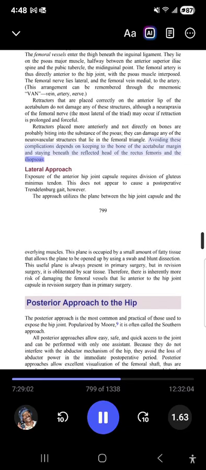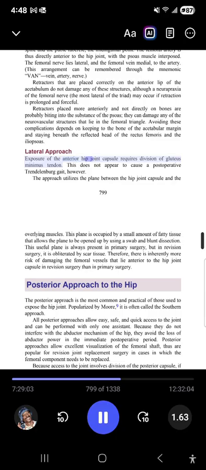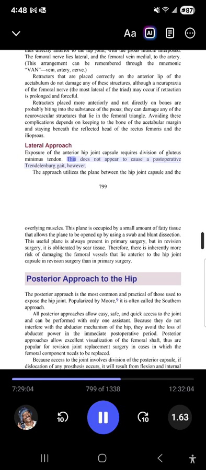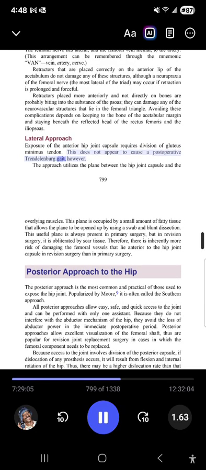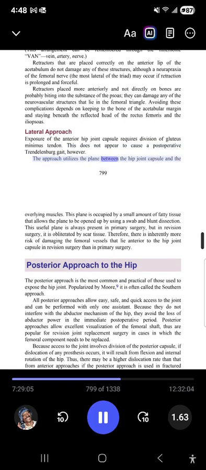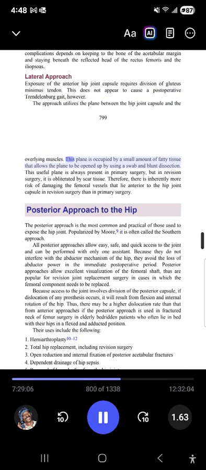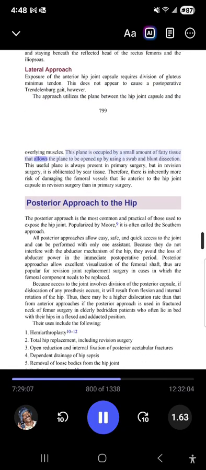Lateral approach. Exposure of the anterior hip joint capsule requires division of the gluteus minimus tendon. This does not appear to cause a postoperative Trendelenburg gait, however. The approach utilizes the plane between the hip joint capsule and the overlying muscles. This plane is occupied by a small amount of fatty tissue that allows the plane to be opened up by using a swab and blunt dissection.